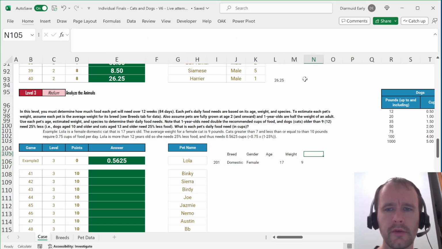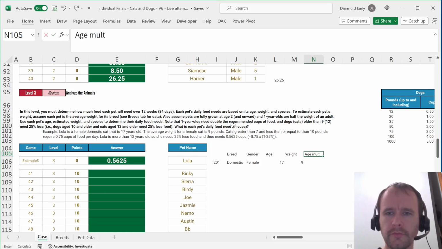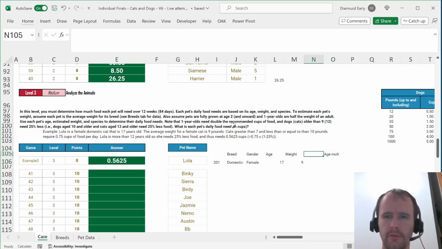Okay, so then, 1-year-olds need double, so I just mult, and we call it age mult. So if this equals 1, then 2. Otherwise, if, oh, and I need whether it's a cat or a dog somewhere. All right, move that over. Let's move this over as well.